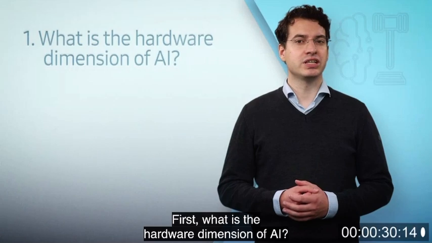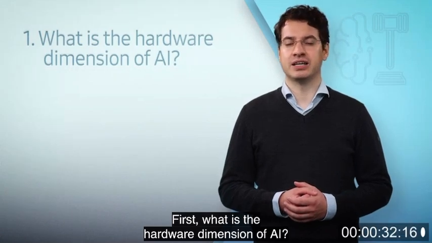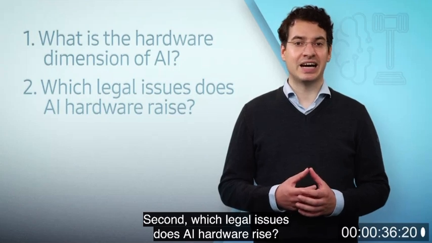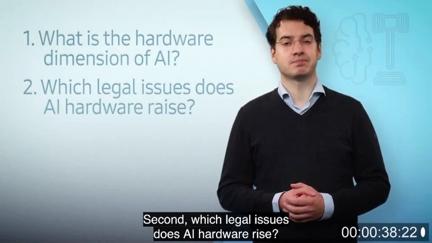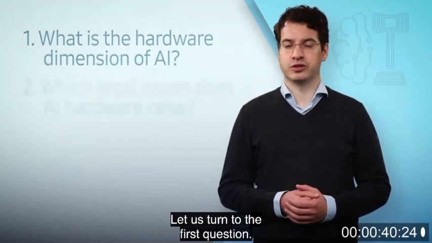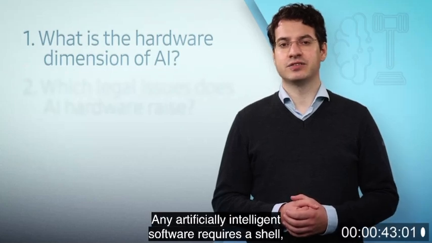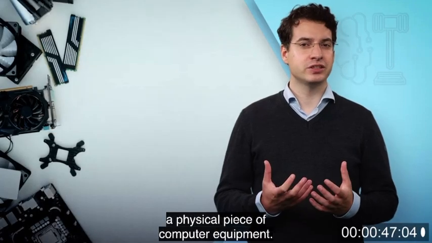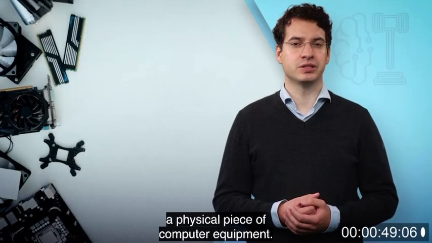First, what is the hardware dimension of AI? And second, which legal issues does AI hardware raise? Let us turn to the first question. Any artificially intelligent software requires a shell, a physical piece of computer equipment.